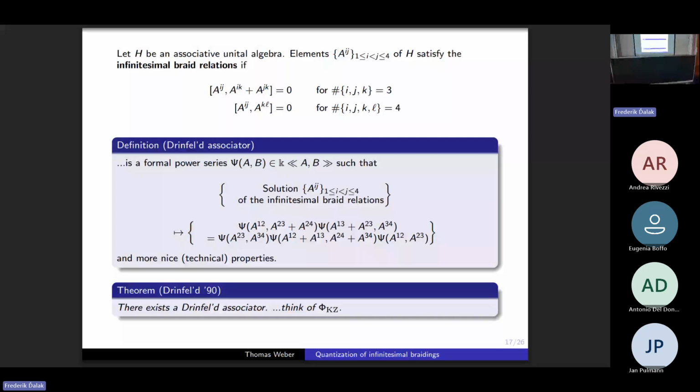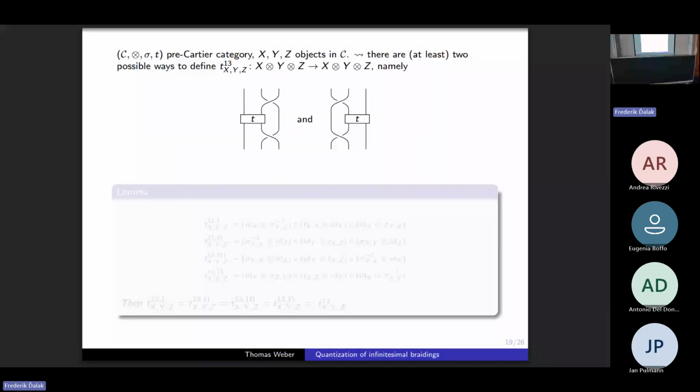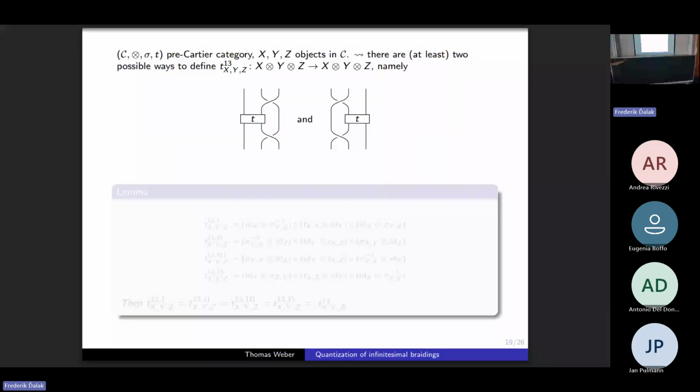Okay, you've seen the full definition, you understood and read everything, very good. So now the task, maybe I'll go back just a second. The task now for us was we want to find the capital A's. We want to find elements that satisfy these infinitesimal braid relations, starting from our setup. So let's take a pre-Cartesian category. Recall this: we have a braiding, we have the braiding sigma. We have an infinitesimal braiding T, and now we want to find these capital A's.